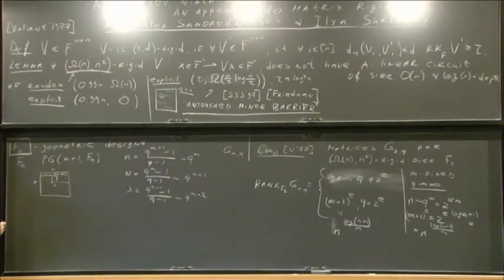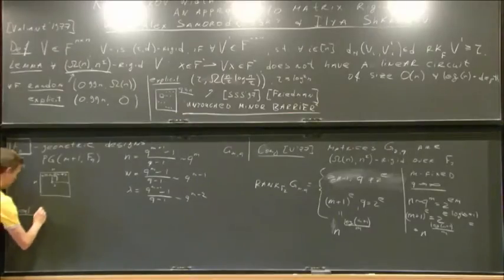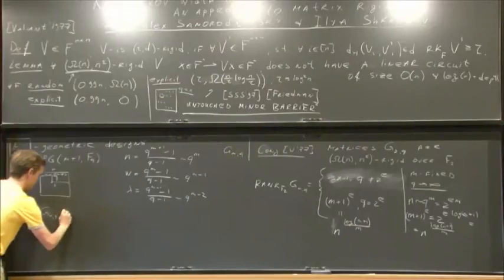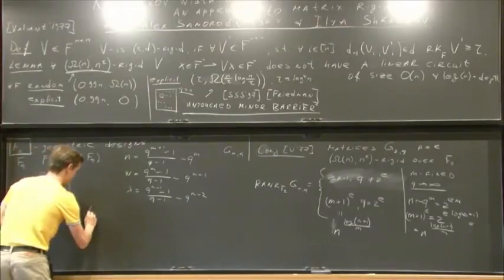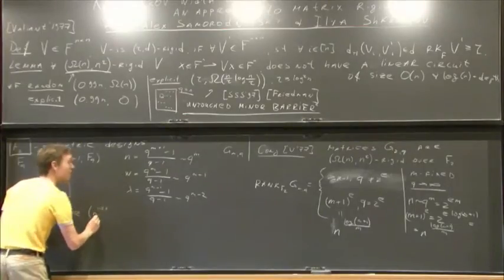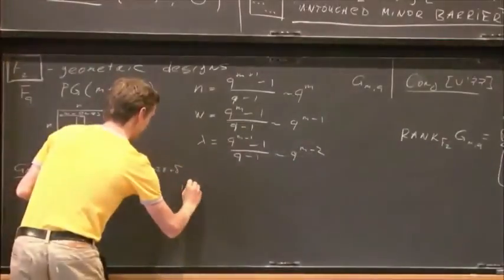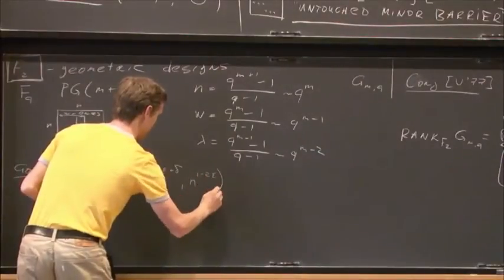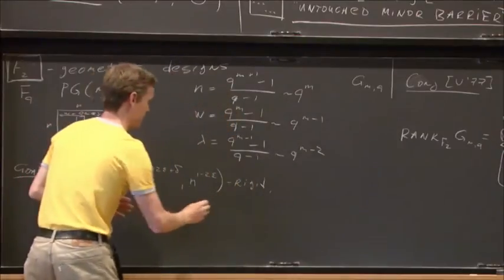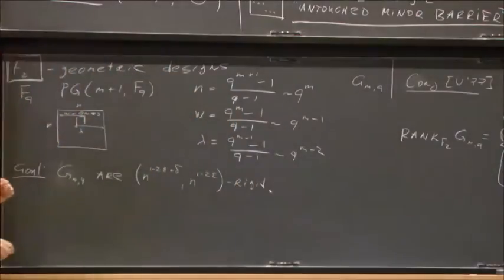So our goal is to prove some result of the form: that these matrices, say G, M, Q, are n to the 1 minus 2 epsilon, 1 plus delta, n minus 2 epsilon rigid for some epsilons and deltas. So this is what we want to prove.